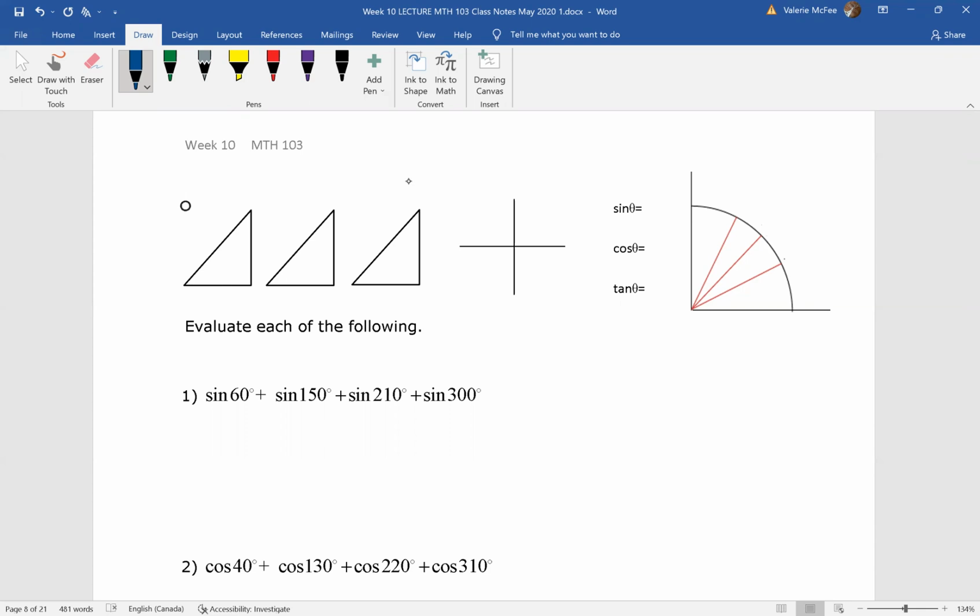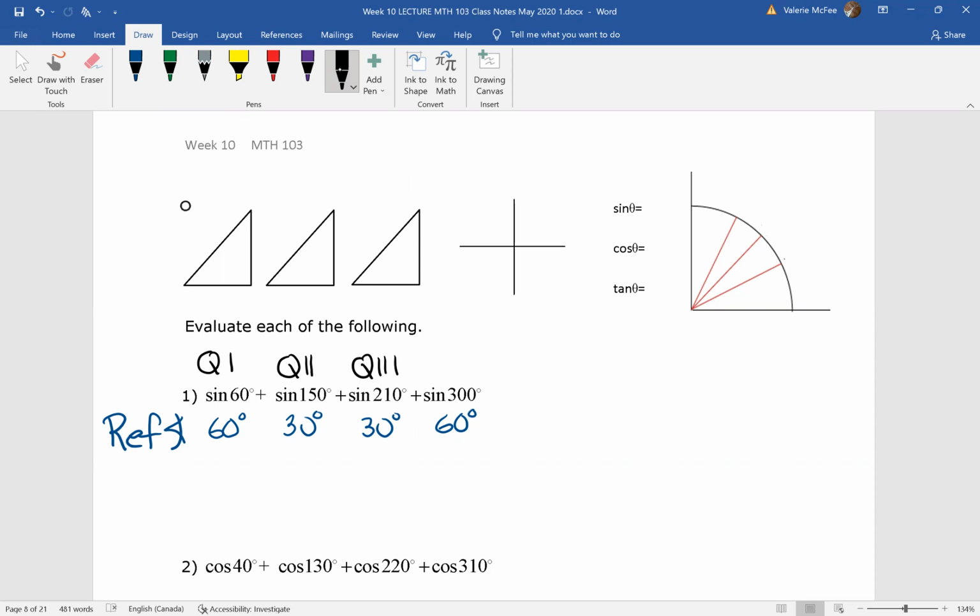When you look at question one, for 60 degrees, 150, 210, and 300, can you find the reference angle for each of these? 60 degrees is in quadrant 1, so the reference angle is the same as theta. 150 degrees is in quadrant 2. Well, let's write the quadrants up above here also. Quadrant 1, quadrant 2. 150 degrees is 30 away from the x-axis. That's my reference angle. 210 degrees is in quadrant 3.